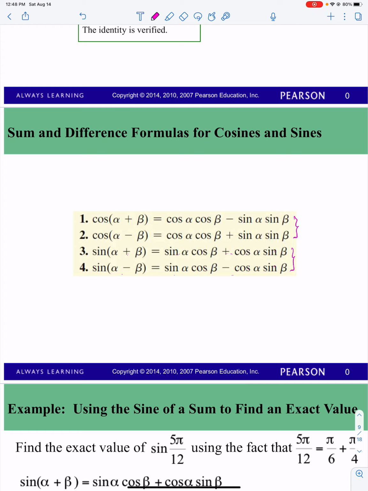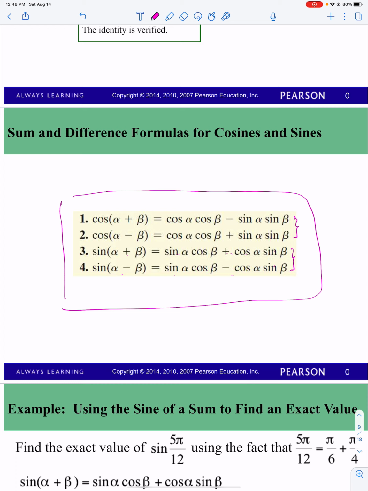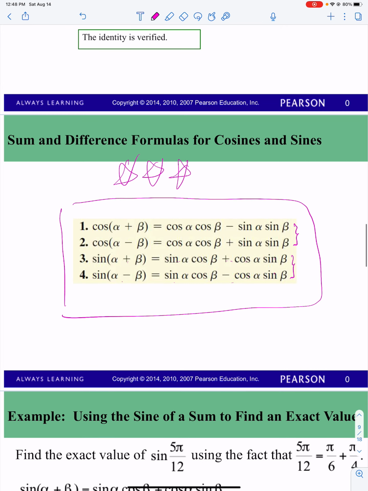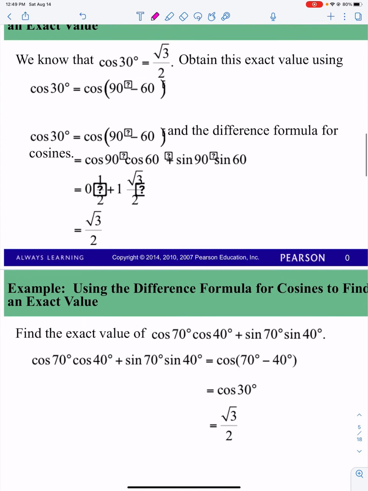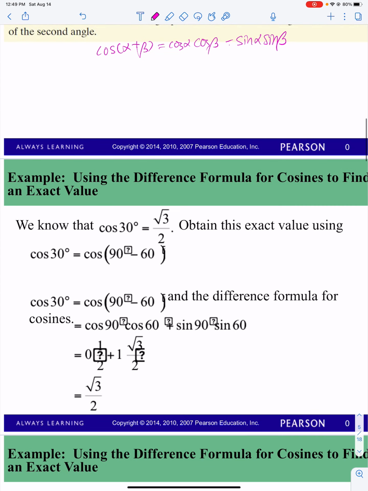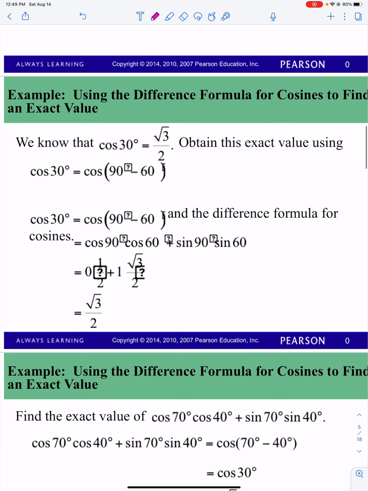These four formulas are very important because they are the basics of the future formulas. If you remember these four, all the other formulas can be deduced from them. So keep this in mind. It's absolutely required. Okay, so why do we need these formulas?